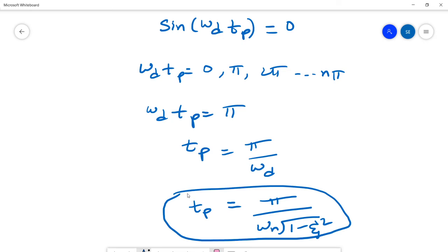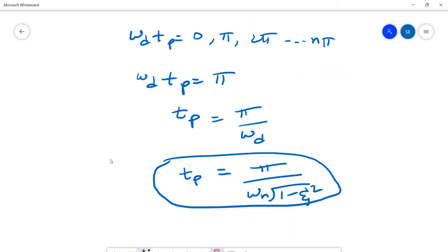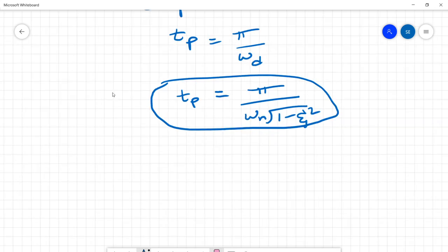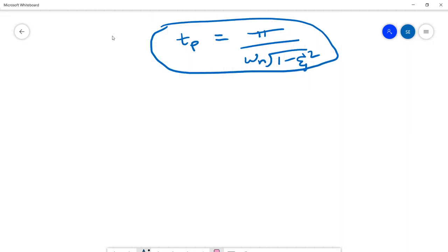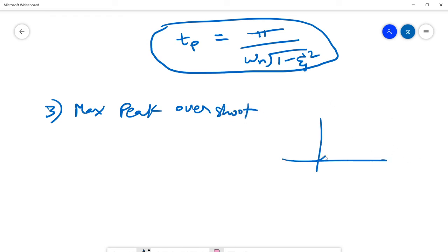What we got here is peak time. Now the next thing is maximum peak overshoot. The third expression is maximum peak overshoot. What is the maximum peak overshoot from the plot?